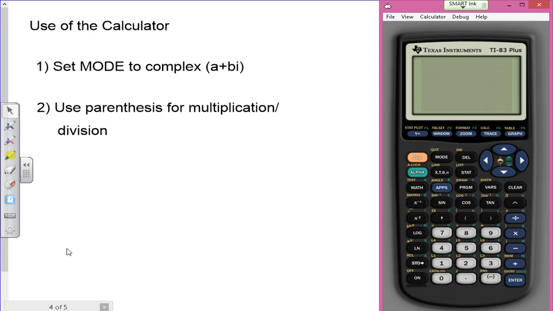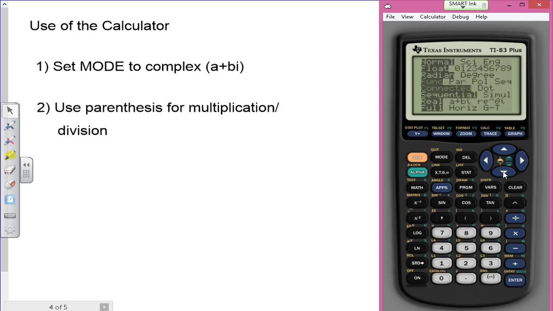So after you turn it on, you need to change your mode setting to where you have complex numbers available to you. You scroll down just a little bit, and you see where it's Real that's flashing. So I'm in real numbers, and in that situation, if I do the square root of -1, it tells me the answer is non-real. So I get an error message.